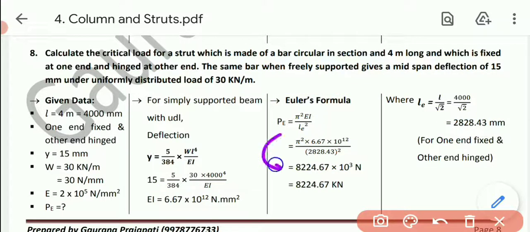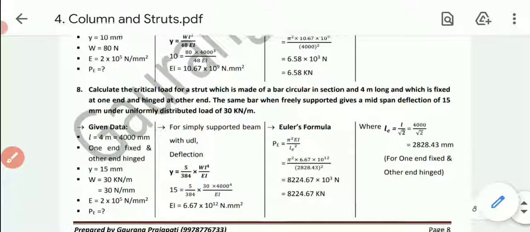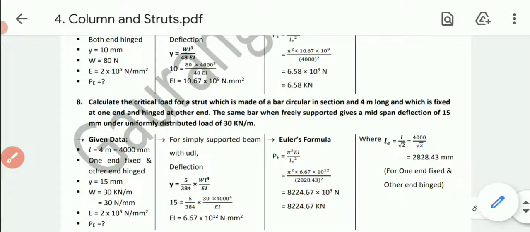By solving this, I will get the value 822467 Newton. Let's convert it into kilonewton, 822.467 kilonewton. Okay, so guys, this was the chapter of column and strut.